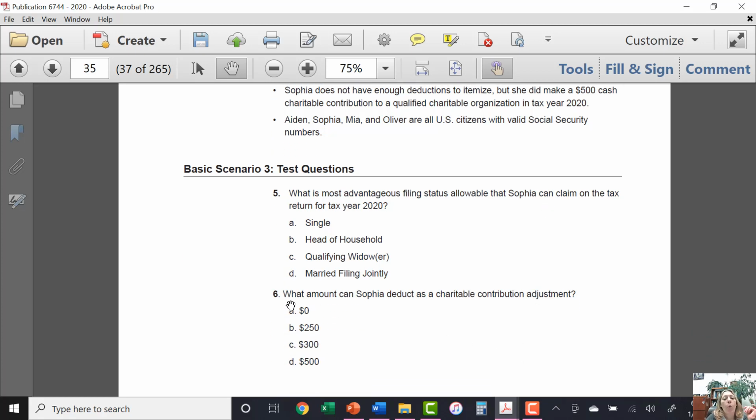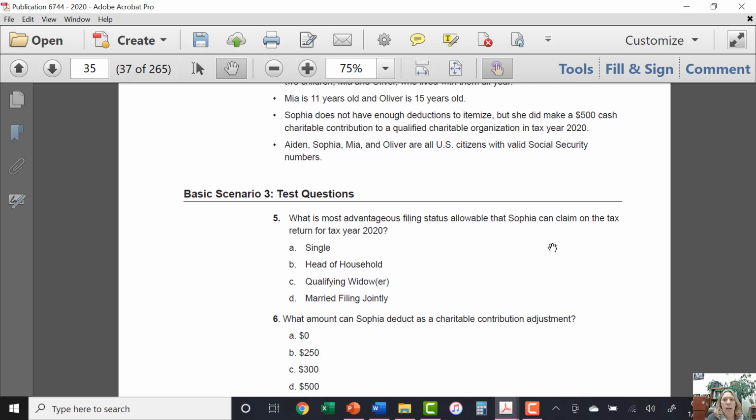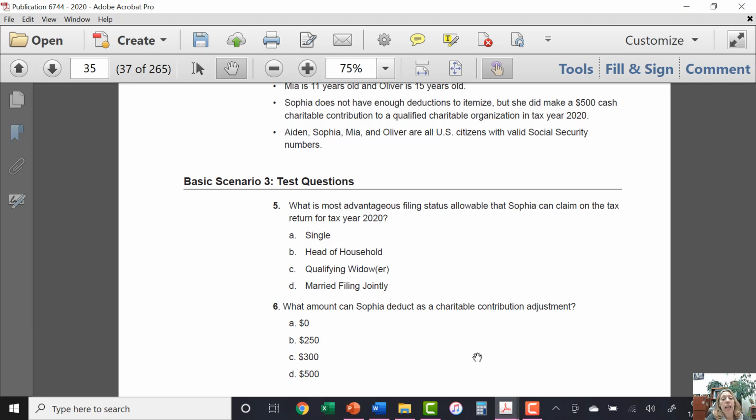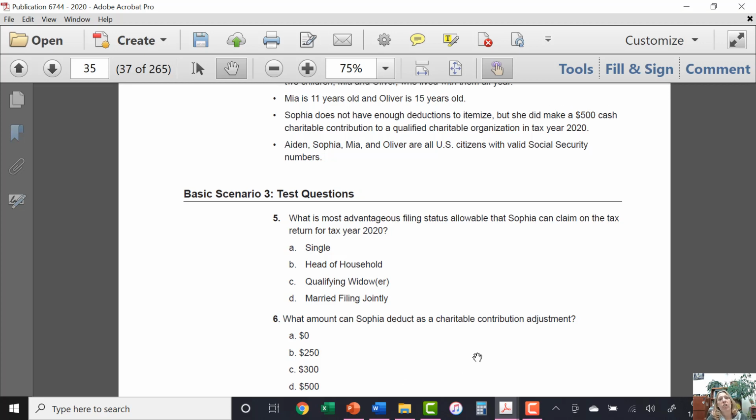It says, what amount can Sophia deduct as a charitable contribution adjustment? Since she's using the standard deduction and she made a cash contribution, the maximum she can deduct is $300, okay? But she made $500, so our answer is C. The $200 she can't use, she can carry forward and hopefully use on next year's tax return. Really awesome thing there, okay?